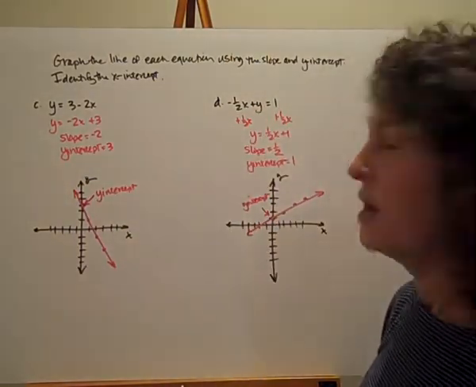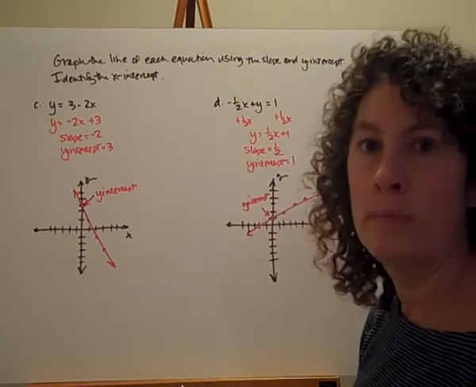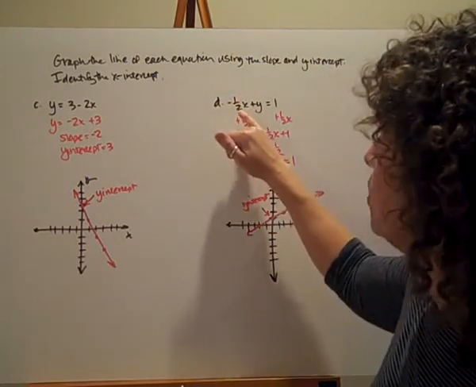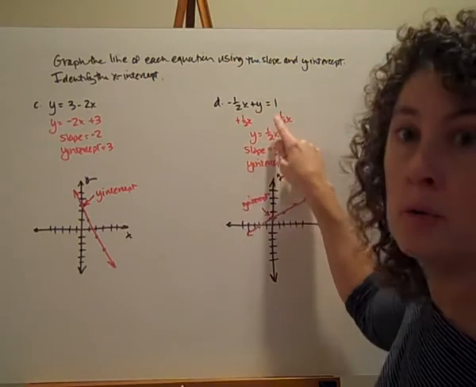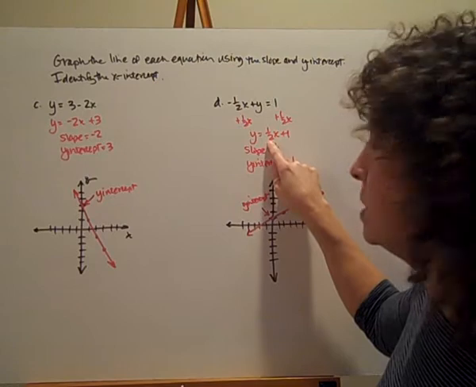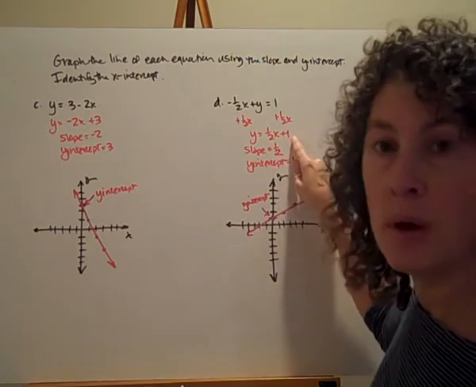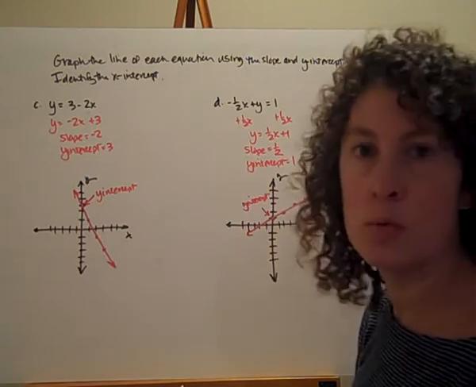Let's graph negative 1/2 x plus y equals 1. Again, this is not slope-intercept form. I want to get the y by itself, so I'm going to add 1/2 x to both sides. So I have y equals 1/2 x plus 1. Y equals mx plus b. M is my slope, 1/2. B is my y-intercept, so my y-intercept is 1.